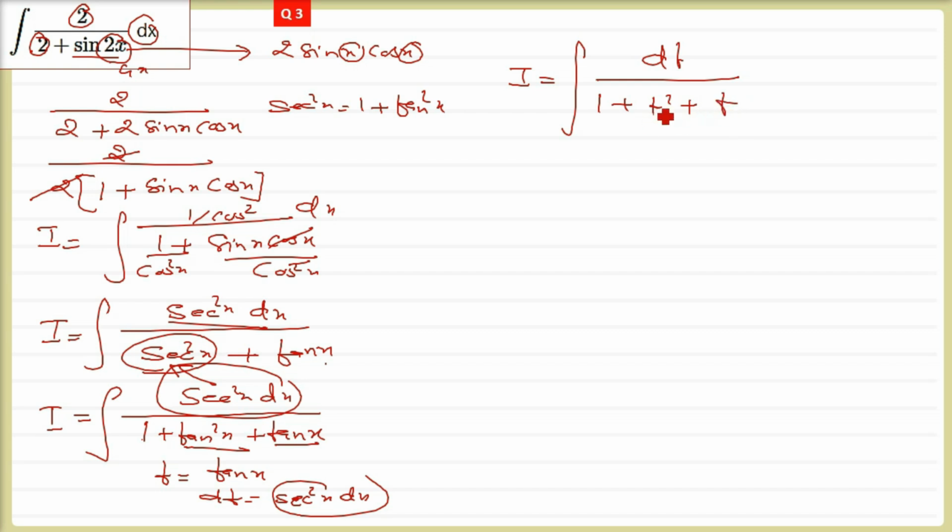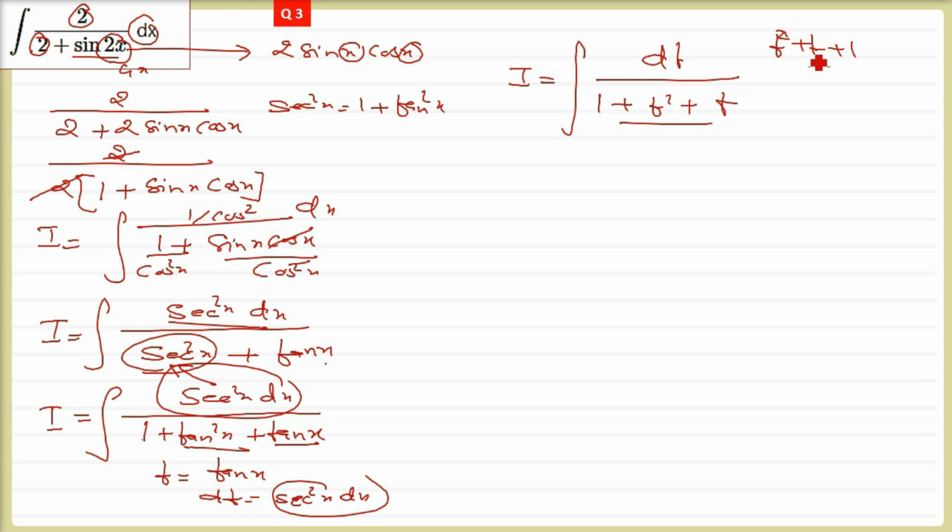Now what is our agenda? We need to bring the question into a certain form which has a direct result in integration. This question is still not in that form right now, so we have to change it. How are we going to change it? 1 plus t square plus t can be made into a perfect square. That is t square plus t plus 1, in the form we are writing, ascending to descending order of the power of t.